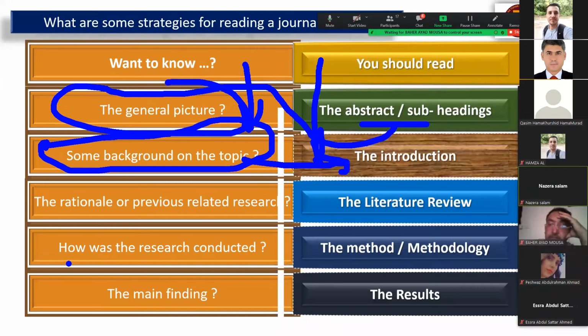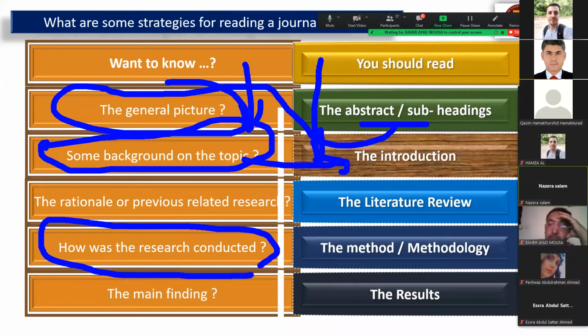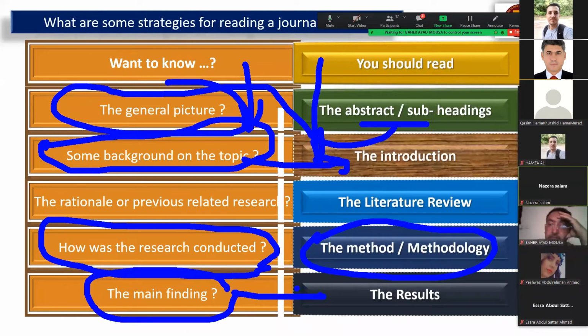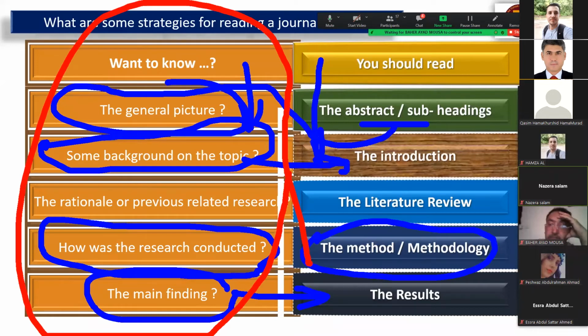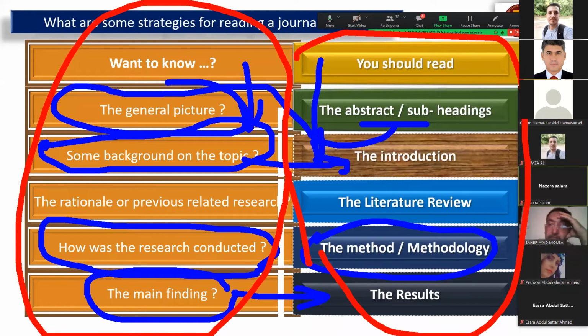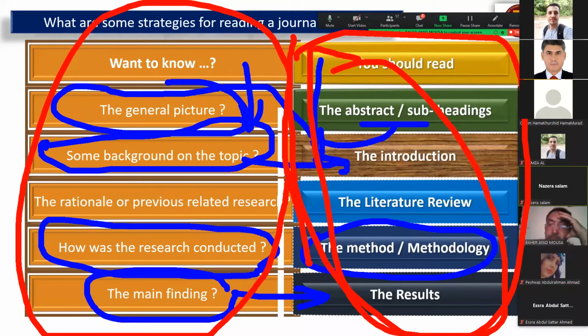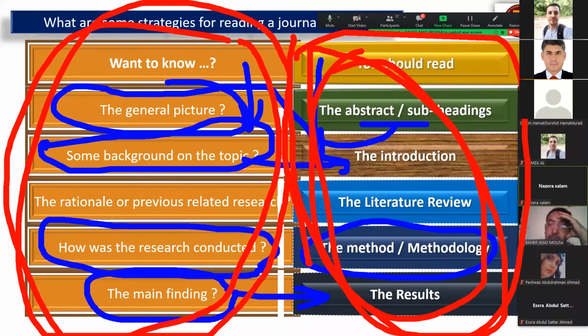So if you need to know how the research was conducted, you must go to the methodology. For the main finding of the article, you must go and read the results. By this way, if you read this part of the paper, you can find what you need. If you read these parts of any article, you can find what you need.